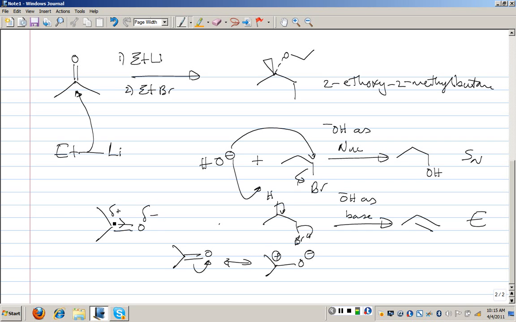So the combination of induction and resonance makes this carbon very, very delta positive. So it's not surprising then that the electron-rich ethyl minus can attack the carbonyl carbon. Now when it does, obviously we're going to break a bond. And the question is, which bond do we break? And the answer is the labile bond. So the labile bond will be the pi bond.